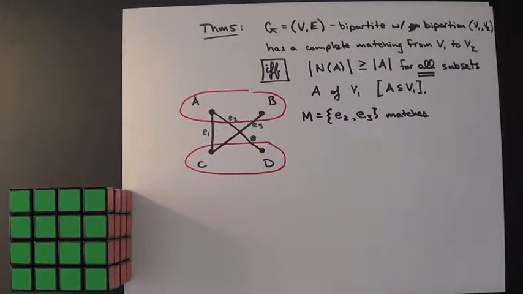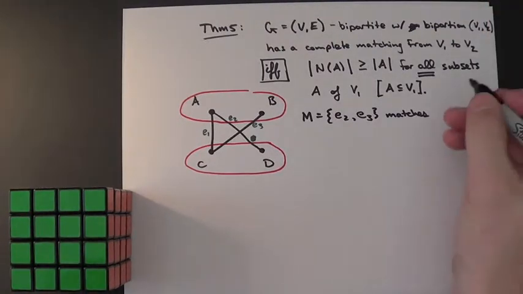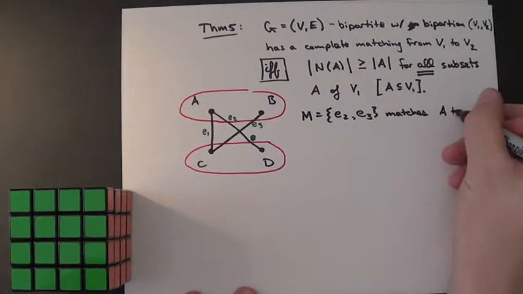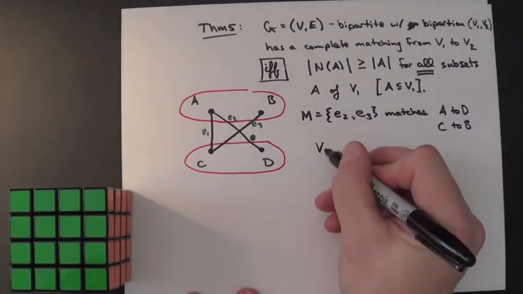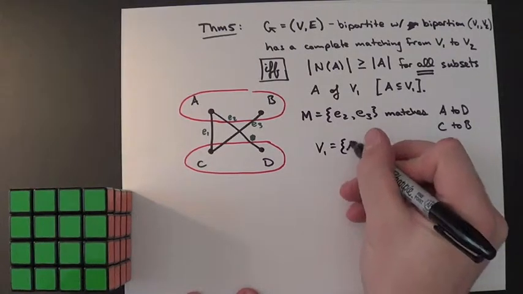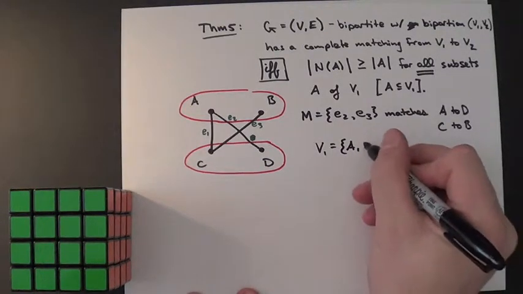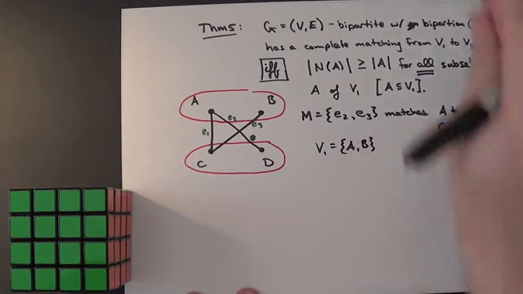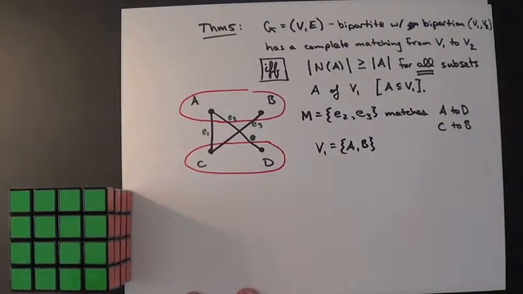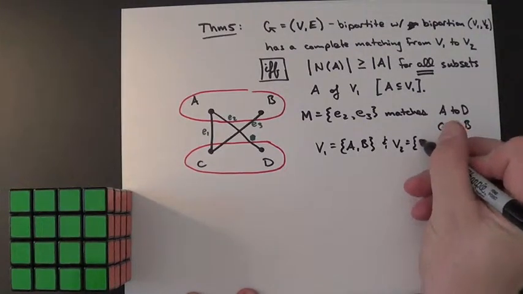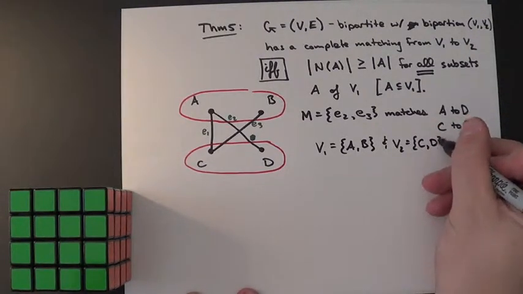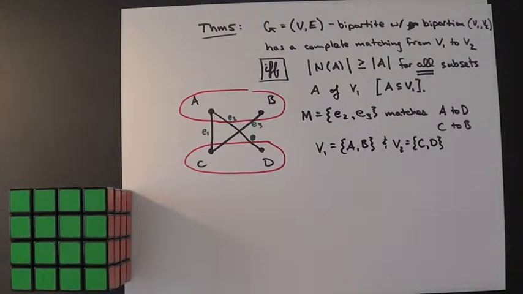So we have A to D and C to B. So we have a partition, let's say V1 is the set containing A and B, and V2 is the set containing C and D. Okay.